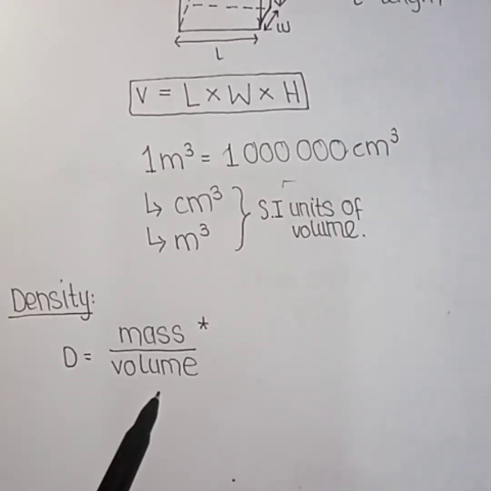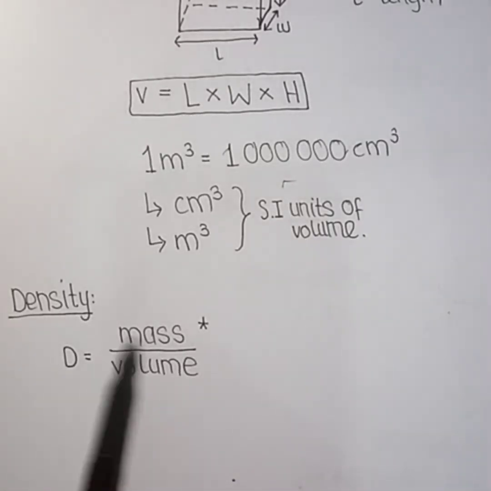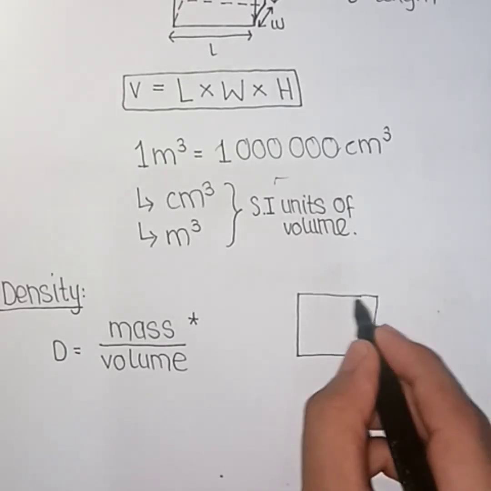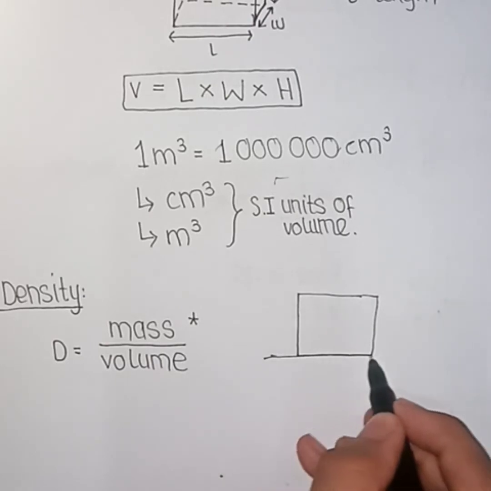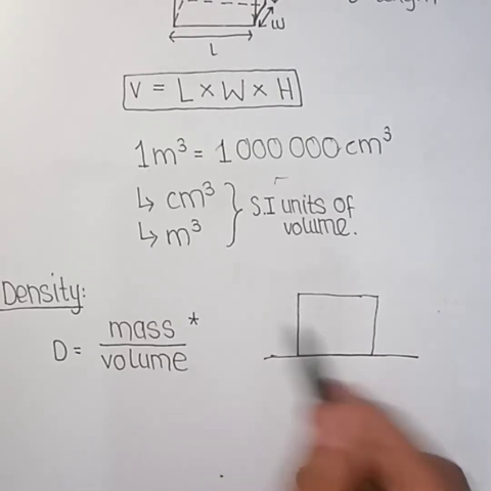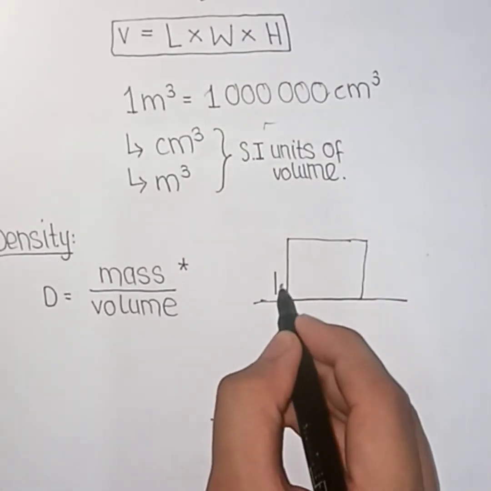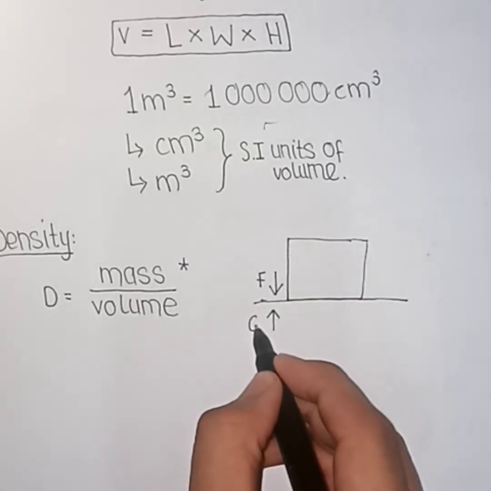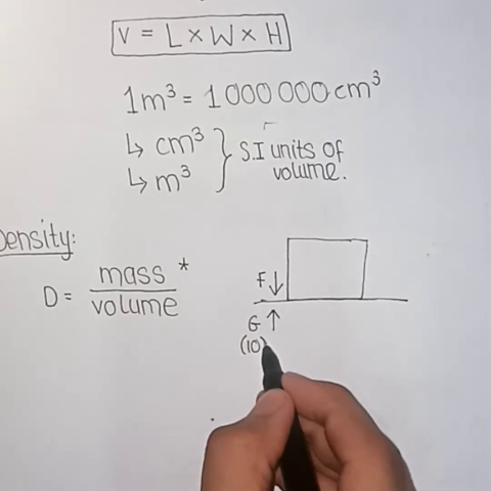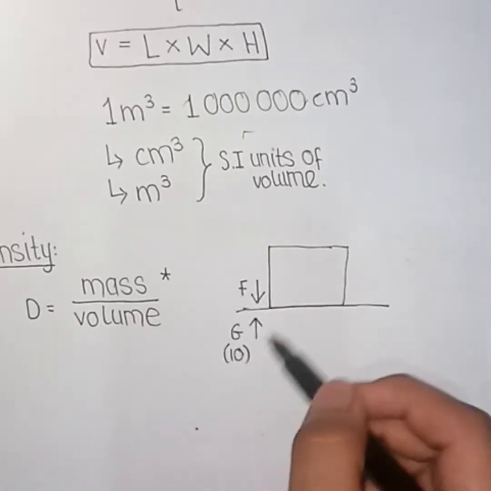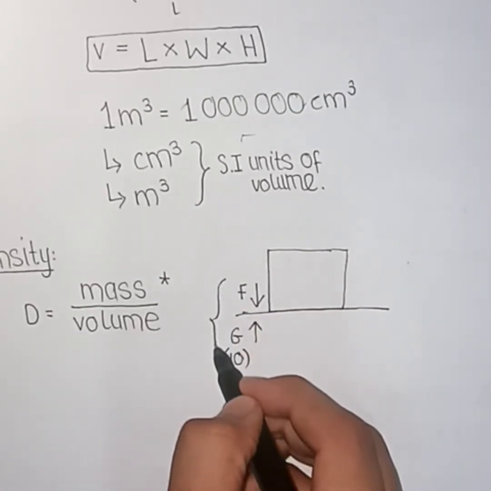Density is equal to mass divided by volume. What does it mean? Why are mass and volume important to learn for density? This is because, what I told you previously about mass, the quantity of matter which an object contains is known as mass. Obviously it's putting the force towards downside and also taking the force of gravity, which is 10 in value, upwards. This is known as mass.